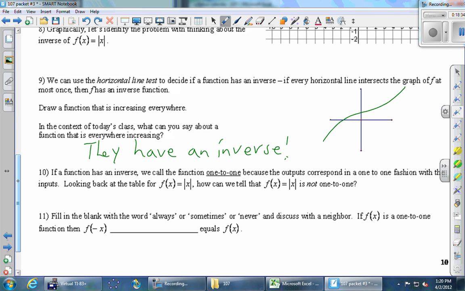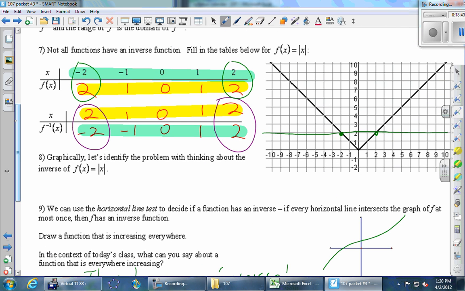Okay, so 1-to-1 is really just a fancy way of saying it passes the horizontal line test, which also means it has an inverse function. So looking back at this absolute value graph, does every x correspond 1-to-1 with a single y value? And the answer is no. You can find the y value of 2, which comes from 2 different x's. So 1-to-1 just means it passes the horizontal line test. So I'll say up here, this function is not 1-to-1. 1-to-1 says yes, it passes the horizontal line test.